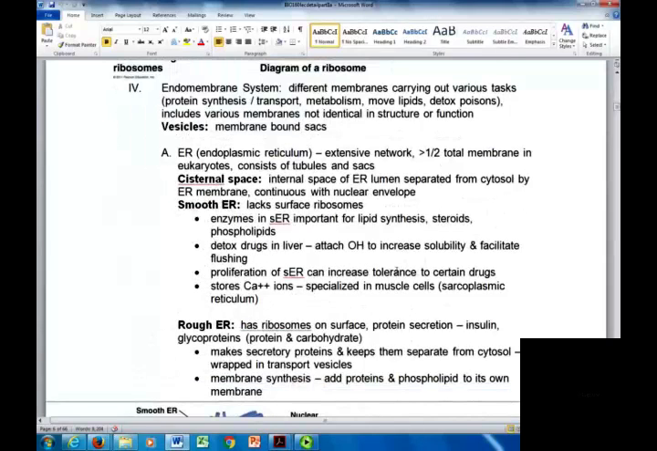So your smooth ER is going to lack the surface ribosomes. It's important in making enzymes that are used for lipid synthesis, steroids, and phospholipids. It's involved with detoxification of drugs in the liver. A lot of times what it will do is attach a hydroxyl group to increase the solubility and facilitate flushing it out. One of the ways that we develop a tolerance to a lot of drugs is as you take them, you'll start to produce more smooth ER that will begin to break it down quicker. So it takes a higher amount of the drug to achieve the desired effect.